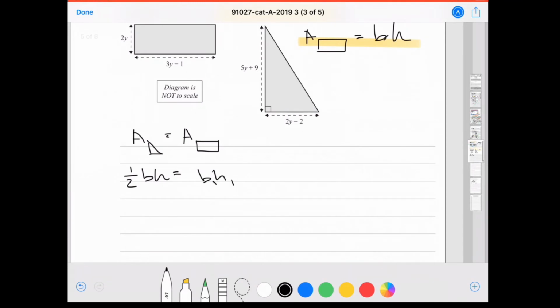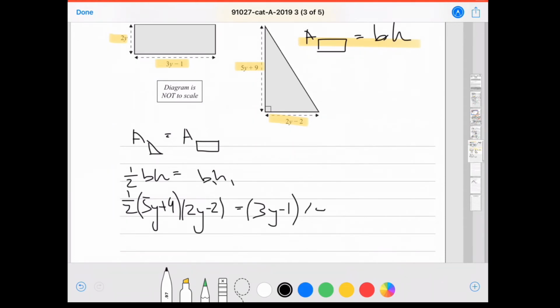Okay, and so we've got our formula, if you will. All we've got to do is plug in the side lengths. Looking at the triangle, it's half times 5y plus 9. This is actually the height, but it doesn't matter which way around. 2y minus 2 is the base. And this equals, looking at the rectangle, 2y and 3y minus 1. Base is 3y minus 1 and 2y for the height.